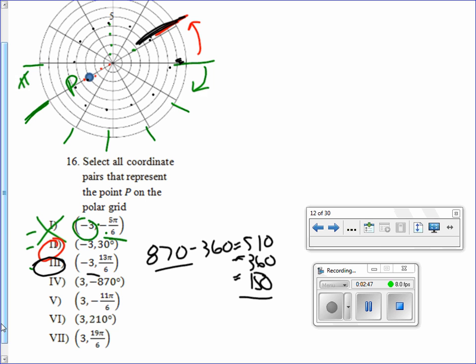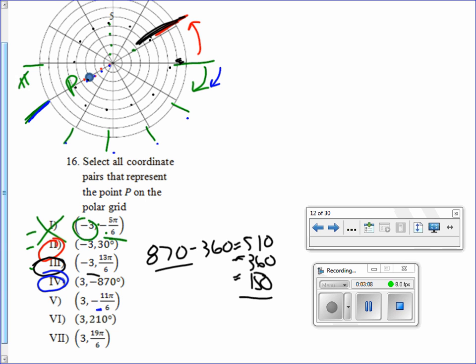Negative means I'm going to go down first. And remember that each spoke is 30. So 30, 60, 90, 120, 150. So we're on this spoke, and we're going to go +3, which means we're going to come out 3, and we end up at P. So number 4 works.